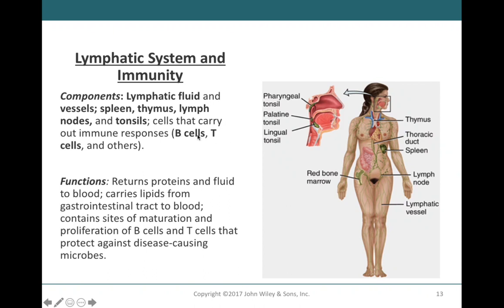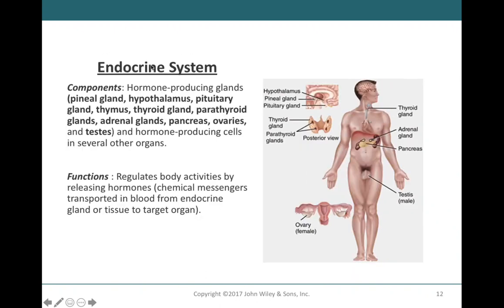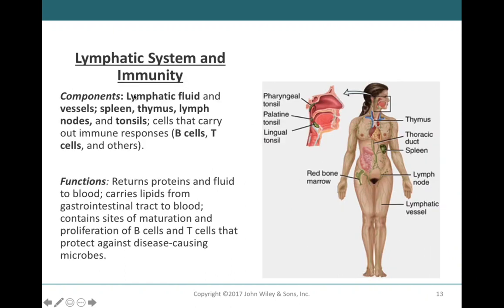Now, one thing that I'd like you to note is that on this slide, you'll notice that I have included with the lymphatic system the thymus. Well, when we go back to the endocrine system, we also see that the thymus is included there. So the thymus is part of both the endocrine system and the lymphatic system. Don't allow yourself to get confused here. This organ plays a role in both of these systems. The main function of the lymphatic system is to return different fluids and proteins to the blood after they have been released from the cardiovascular system.